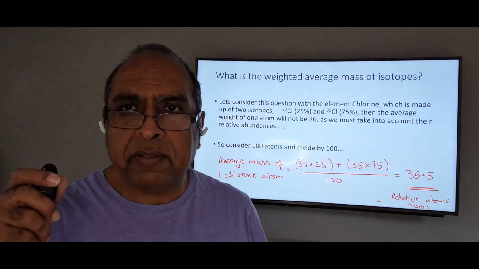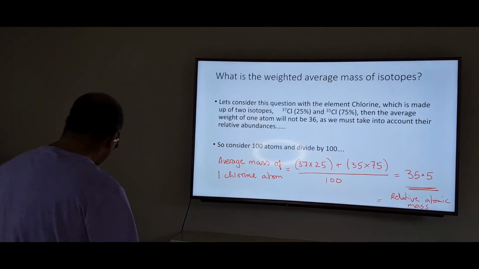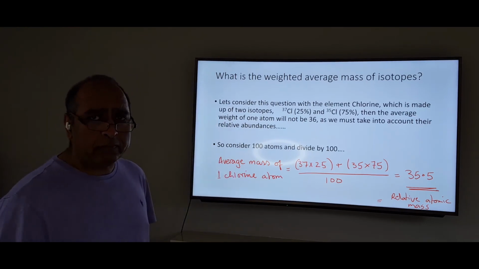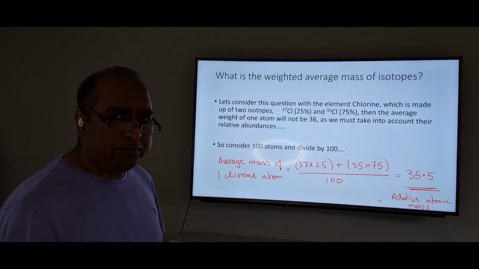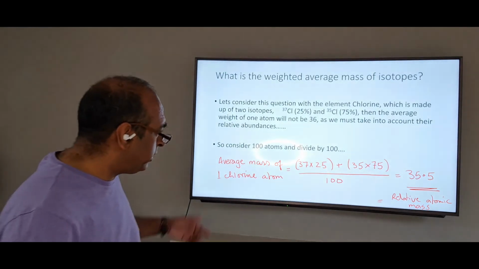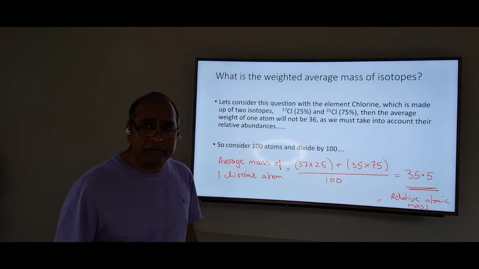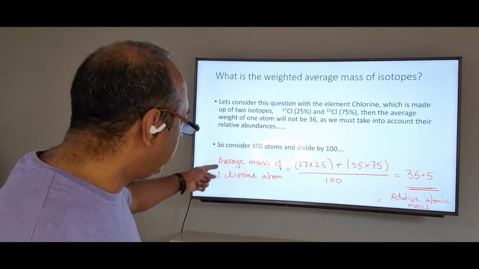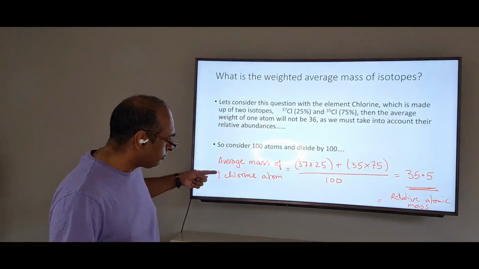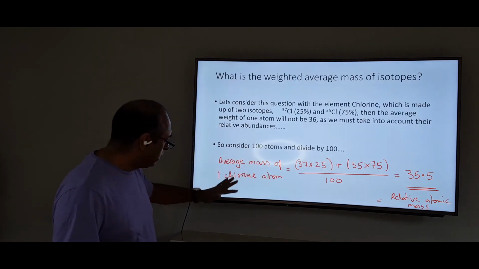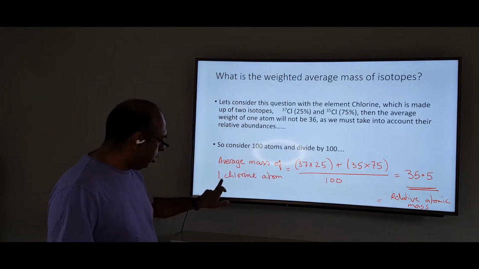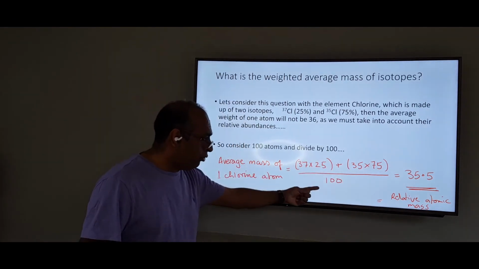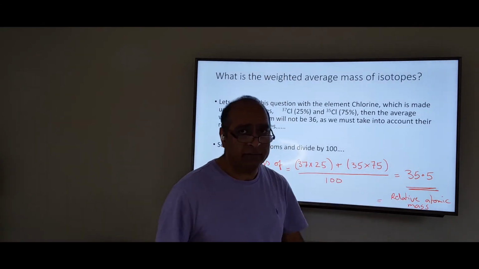Now, I think I reached the maximum recording time on my phone, so I'm just going back and shooting another video to finish off. I hadn't quite finished my argument, but I was talking about isotopes, and I'd got this far, where I'd explained the calculation. The average mass of one chlorine atom would be the mass of 100 of them divided by 100, which is 35.5.